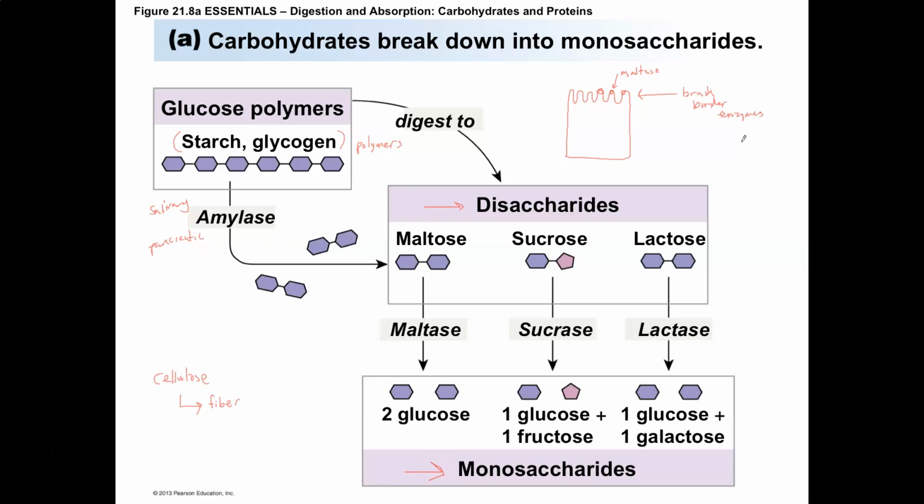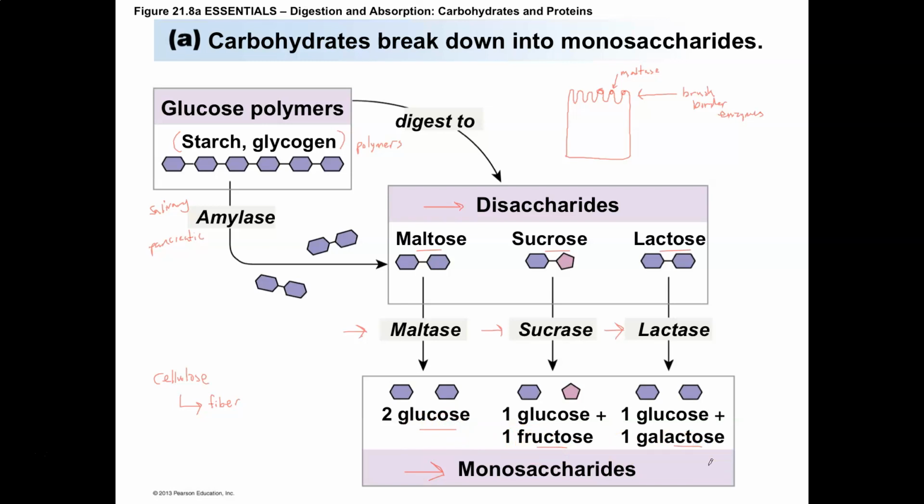So the three brush border enzymes that are of interest to us are maltase, sucrase, and lactase. And these three enzymes will break down the disaccharides maltose, sucrose, and lactose. So we'll take maltose and digest it using maltase to form 2 glucoses. We'll take sucrose and digest it using sucrase to form a glucose and a fructose. And then we'll take lactose and digest it with lactase to form a glucose and a galactose. And so now we have these monosaccharide structures that are going to be easily absorbed.